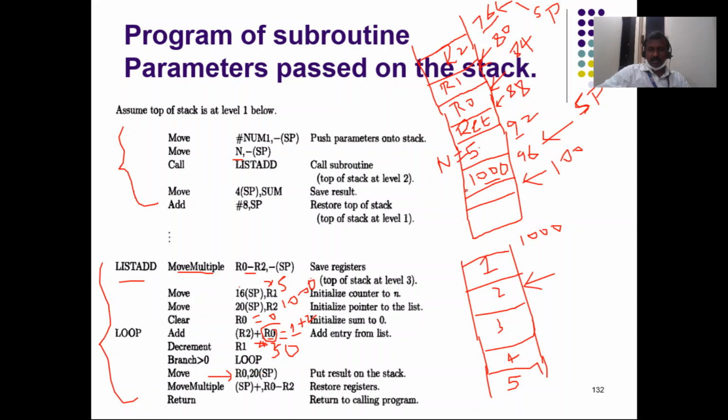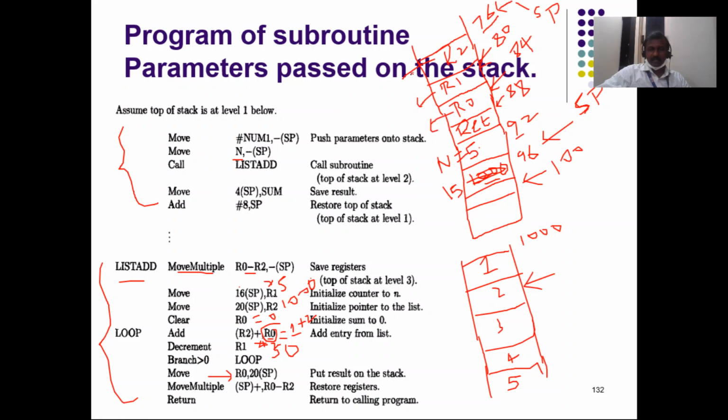Okay, so 20 SP is nothing but this location. This location will now have the sum of all the numbers, that is 15. Okay, right? And again, what we are doing, finally, we are restoring the register values. Move multiple SP plus R0 to R2. It means that whatever the values in R2, R1, will again be brought back to the particular registers.